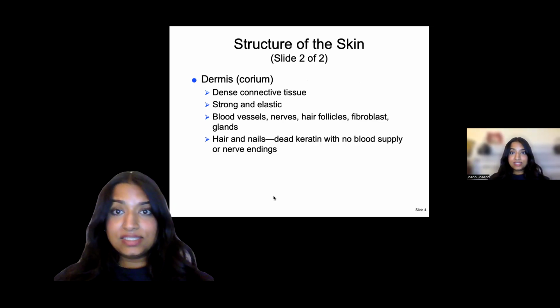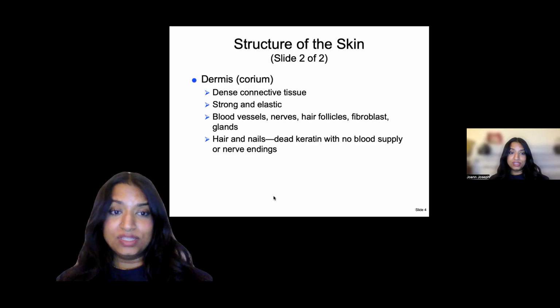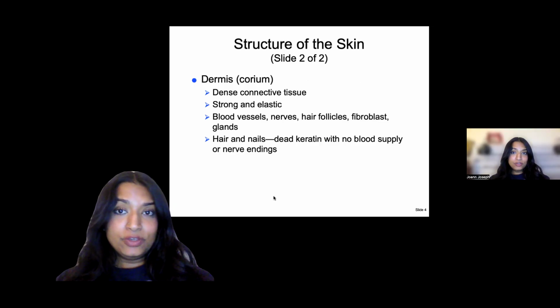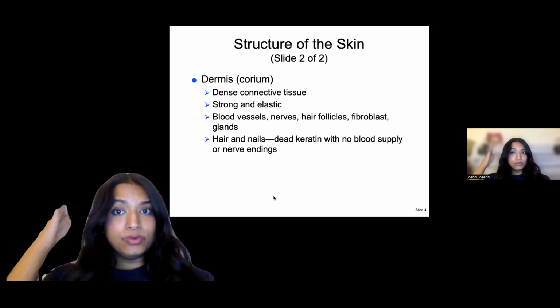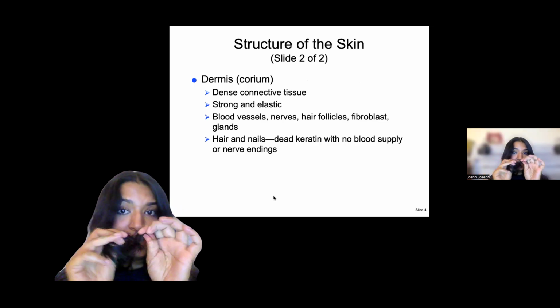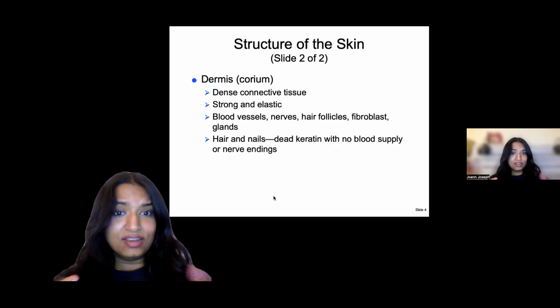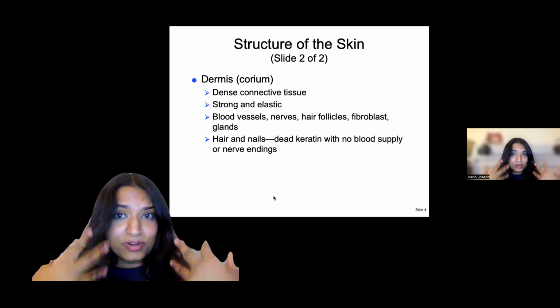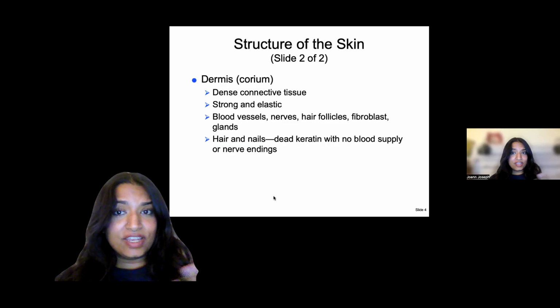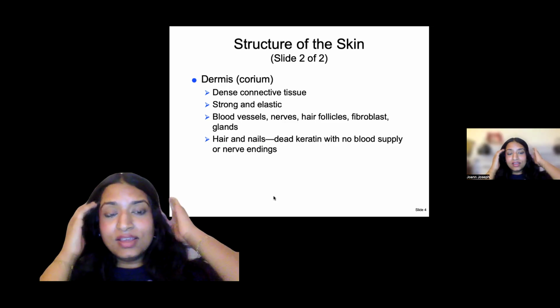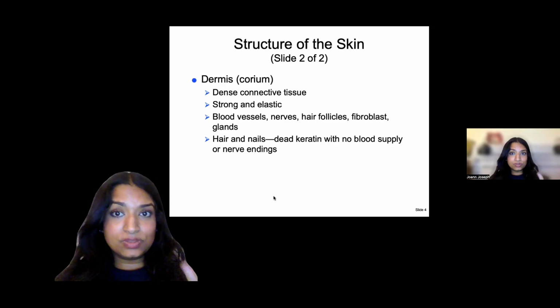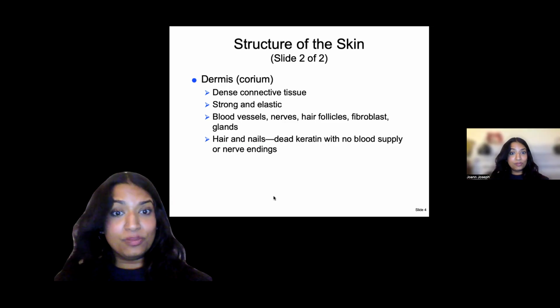The hair and nails. This is actually dead keratin with no blood supply or nerve endings. So think about it for a second. If you touch your hair, and I'm not talking about the hair at the root of your head, but if I'm pulling on it, I don't feel pain. That's because there's no blood supply here. There's no nerve endings. This is technically dead. There are nutrients coming from our skin and our body cells that provide for our hair to look healthy, but it's actually just dead keratin. So there's no supply that makes me feel pain or anything like that.